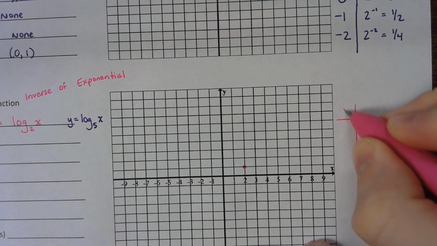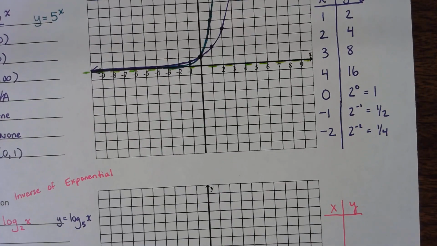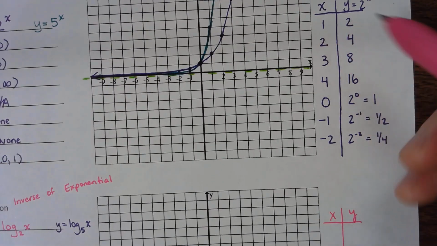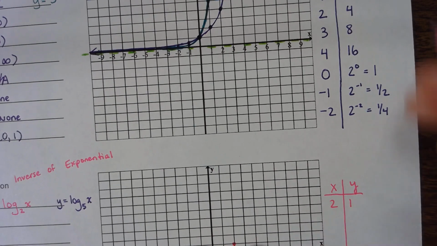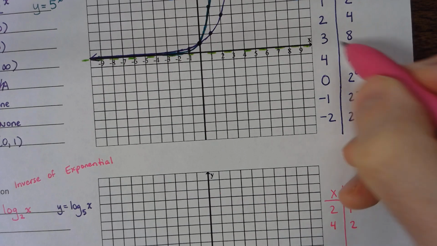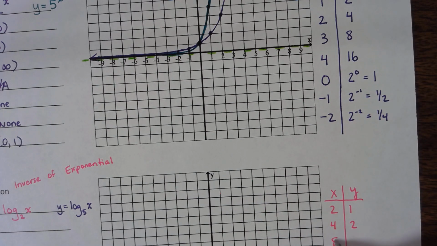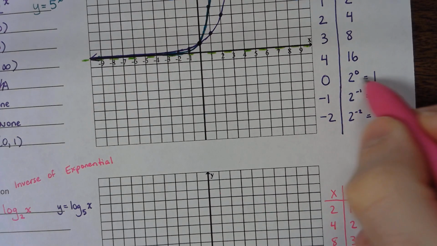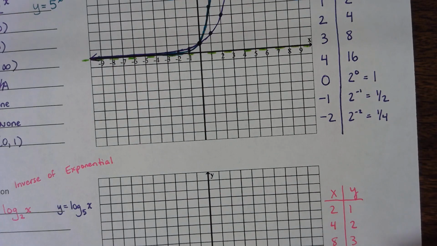Let's do it this way. Let's write out our table first. So comparing it to this up here, we switch those and we're going to get a point at 2, 1. We switch these, we're going to get a point at 4, 2. We switch these, we get a point at 8, 3. We had a point at 0, 1 on the exponential. That's going to be a point at 1, 0 on a log.